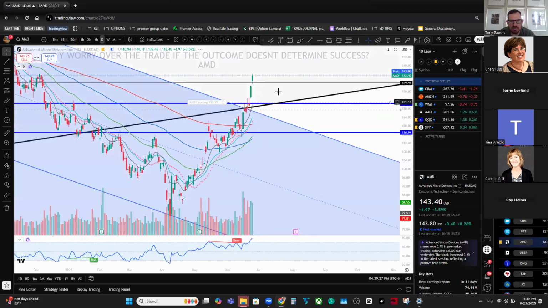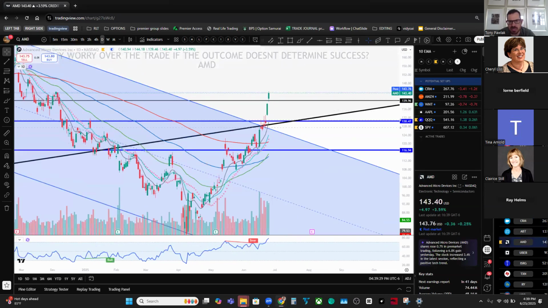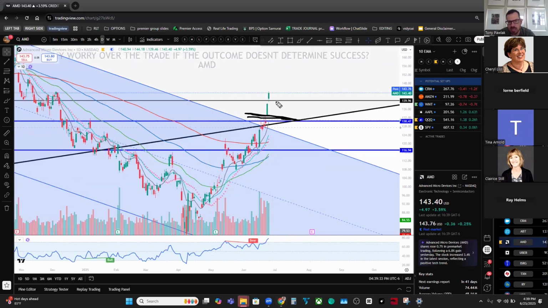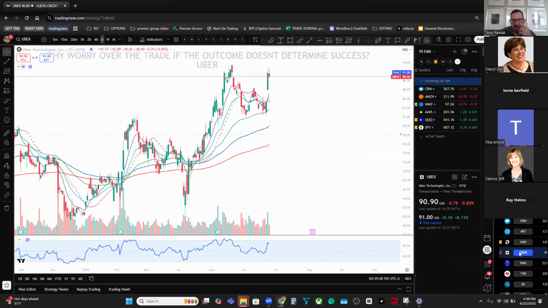All right. AMD, not a 10 EMA setup, but it is running really nicely. I think if AMD pulls back into 130 now, it looks like this should be a very easy buy. It looks fantastic. So I'm liking AMD quite a bit if I get a pullback.